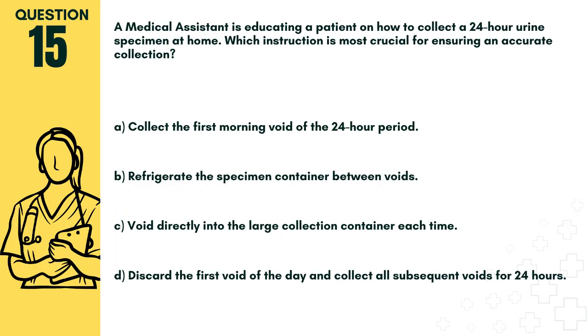Question 15. A medical assistant is educating a patient on how to collect a 24-hour urine specimen at home. Which instruction is most crucial for ensuring an accurate collection? A. Collect the first morning void of the 24-hour period. B. Refrigerate the specimen container between voids. C. Void directly into the large collection container each time. D. Discard the first void of the day and collect all subsequent voids for 24 hours.